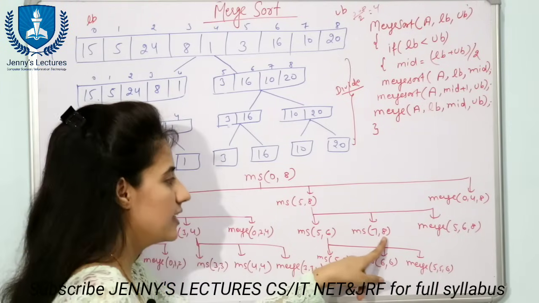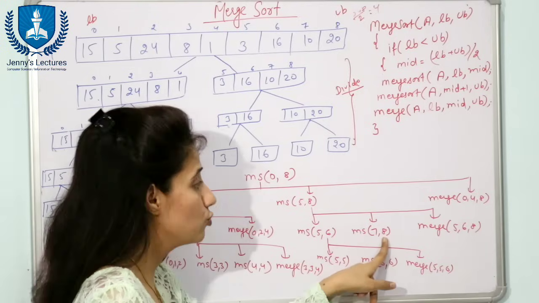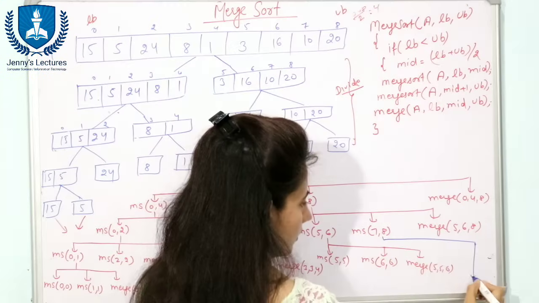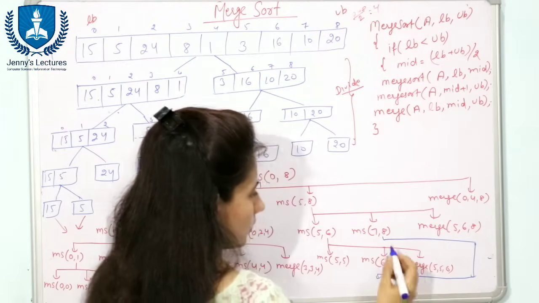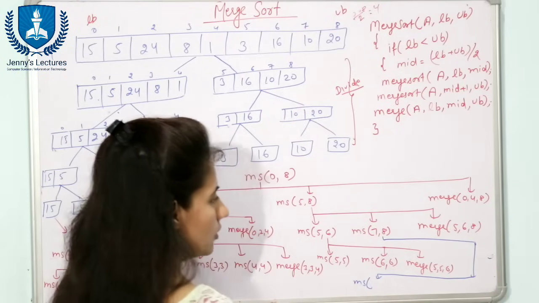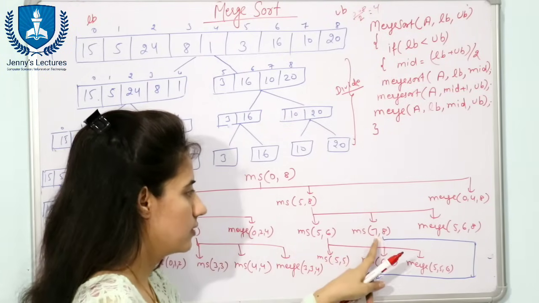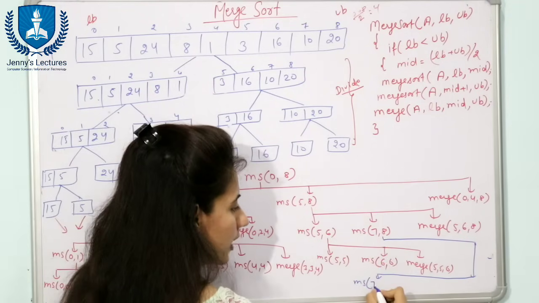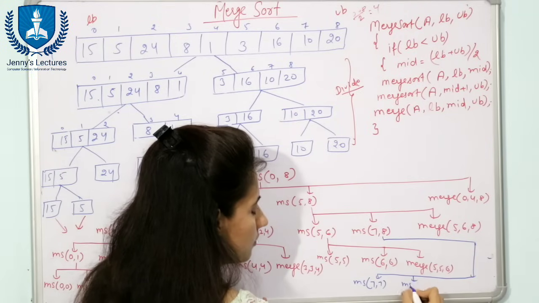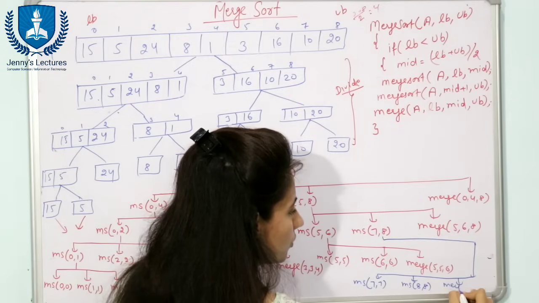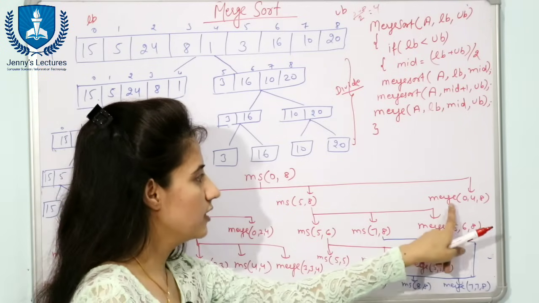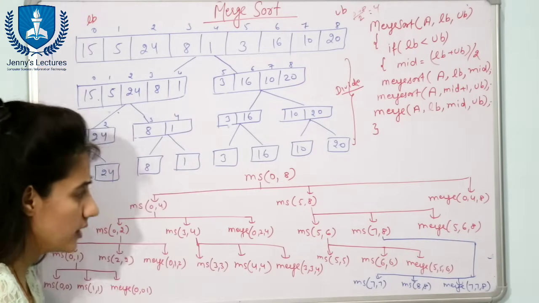Now 7, 8. 7 is less than this 8. Yes, this condition is true. So again divide this into 3 parts. Now I am going to divide it here only. So now first is merge sort 7 plus 8, calculate midpoint. 7 plus 8 is 15 divided by 2 is 7. So 7 is midpoint. 7 to 7, then merge sort mid plus 1, 8 to 8, and then we are going to merge 7, 7 and 8, and finally merge 5, 6, 8, and finally merge 0, 4 and 8. So this is the recursive tree.